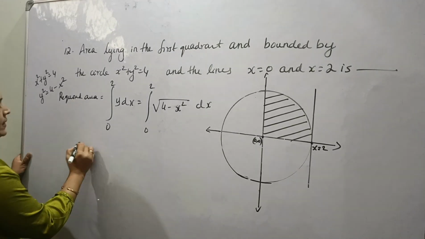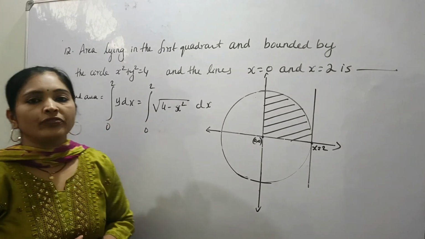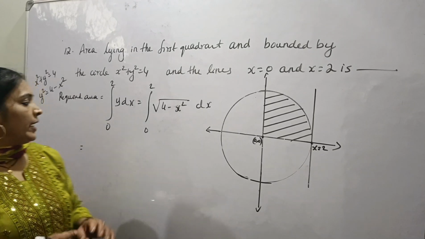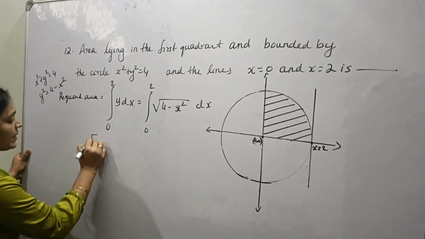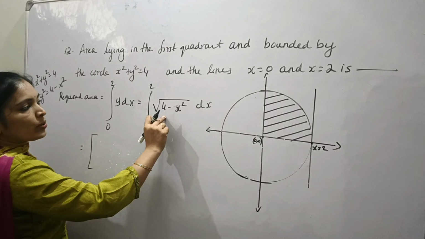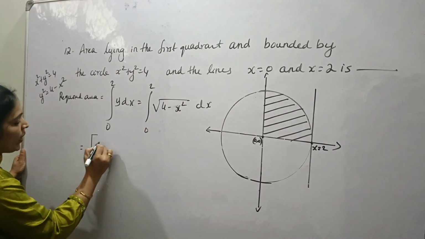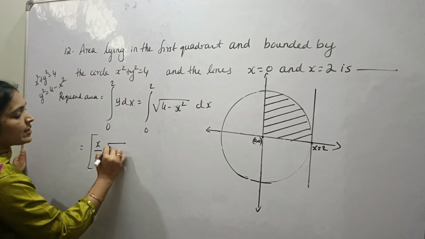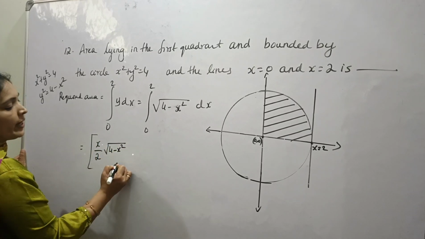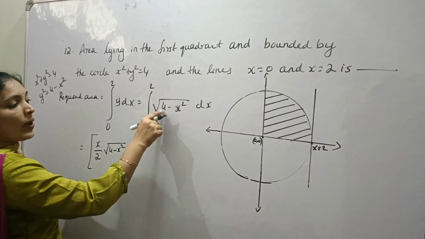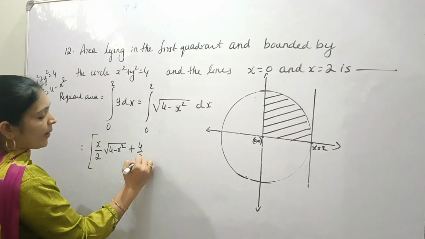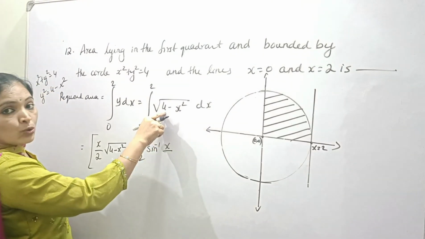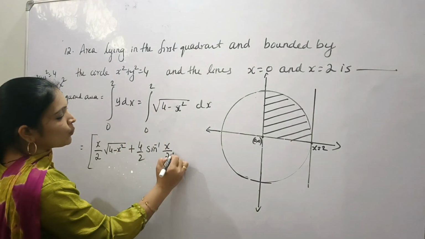This integral is of the type integral of root of a square minus x square. Integral root of a square minus x square is x by 2 root of a square minus x square, that is 4 minus x square, plus a square by 2. What is a square? 4. So 4 by 2 sine inverse x by a. x by a is 2. A square is 4, a is 2.